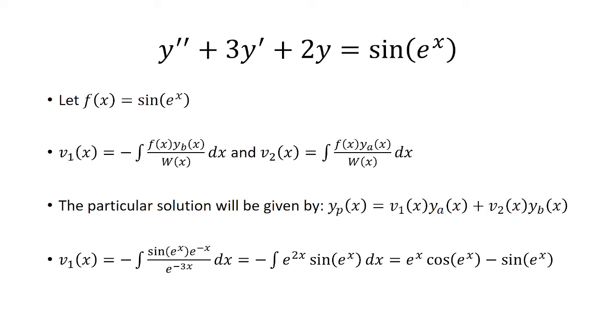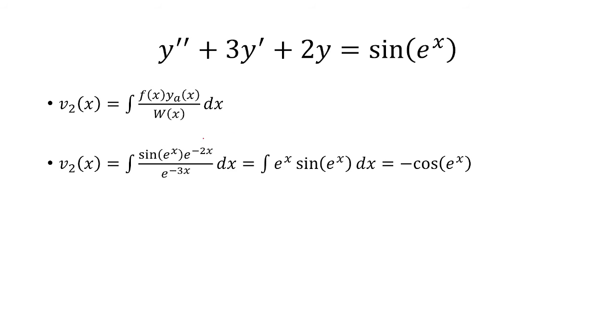So let's calculate v_1, and y_b there was e^(-x), and then the Wronskian was e^(-3x), and then sine of e^x is just f of x. So e^(-x) over e^(-3x) is e^(2x). For this, we integrate, use integration by parts, and so end up with e^x times cosine e^x minus sine of e^x.